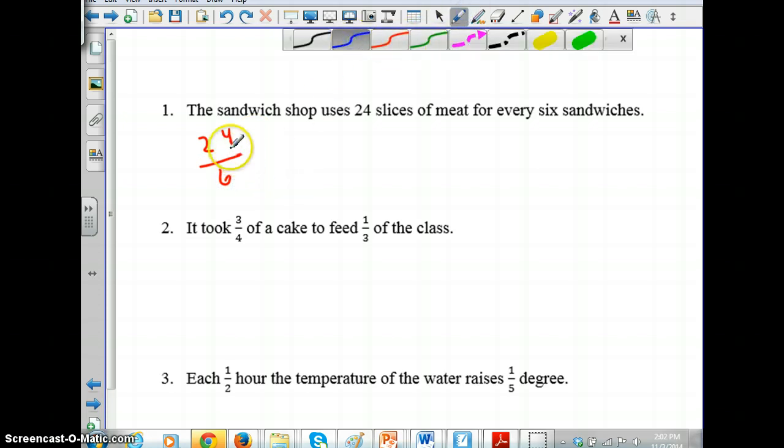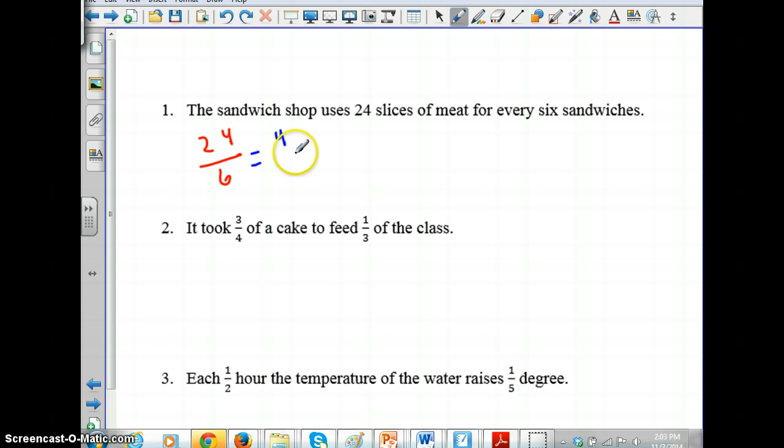In order to find the unit rate, you just divide 24 divided by 6. Well, 6 goes into 24, let's see, 4 times. So the unit rate would be 4 slices per sandwich. That's one way you could write it. Or you could write 4 to 1, or you could write 4 over 1, or any of those ways. So that's 1 unit rate.